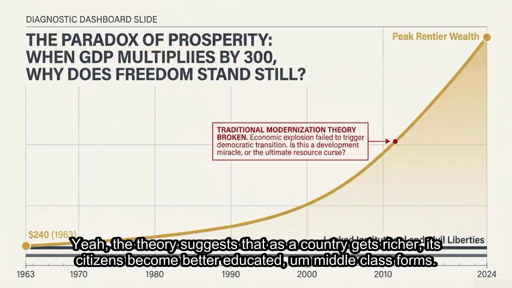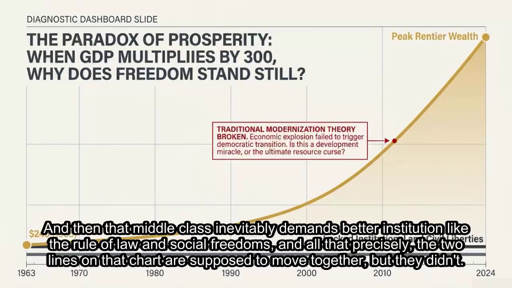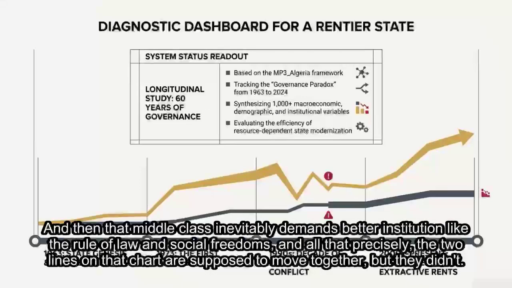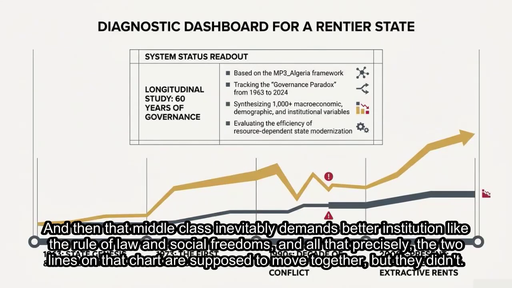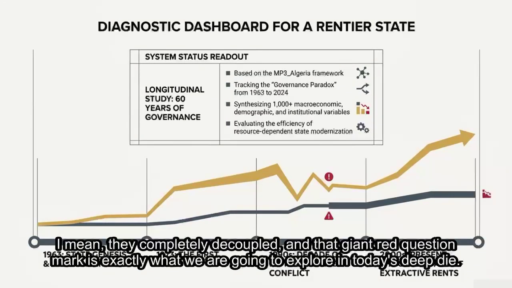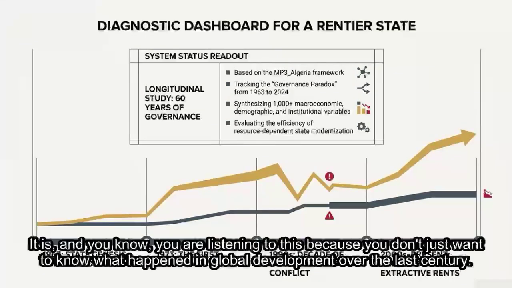Yeah. The theory suggests that as a country gets richer, its citizens become better educated, a middle class forms, and then that middle class inevitably demands better institutions. Like the rule of law and social freedoms and all that. Precisely. The two lines on that chart are supposed to move together. But they didn't. I mean, they completely decoupled. And that giant red question mark is exactly what we are going to explore in today's deep dive. It's a massive topic. It is.